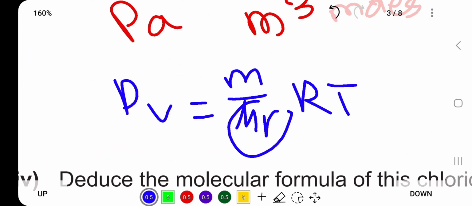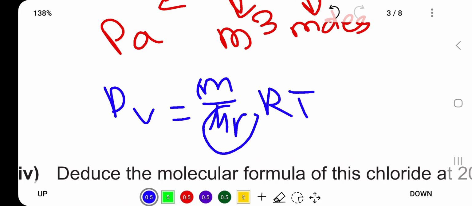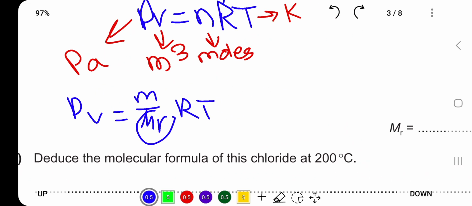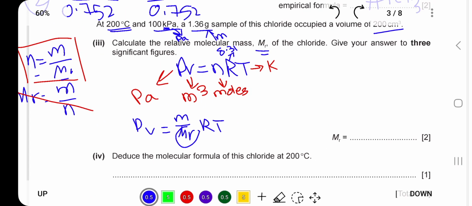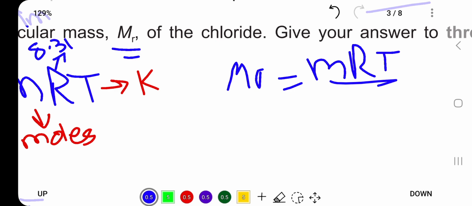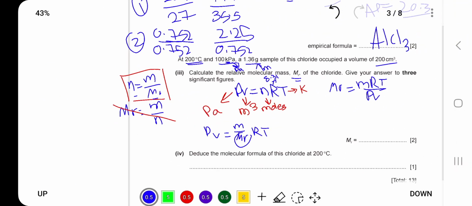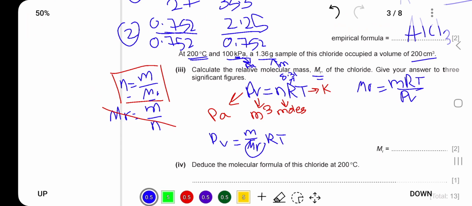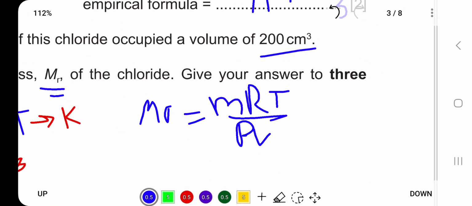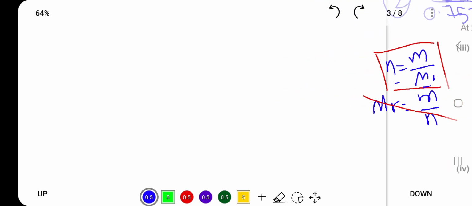That's why you should move all of these to one side of the equation and Mr to the other side. Now you can actually just learn this and finish yourself: Mr equals mRT over PV. But there's also a way to do it step by step. Instead of learning, you can understand how to do it, but I really prefer you to learn it. But if you want the steps, you can do it.